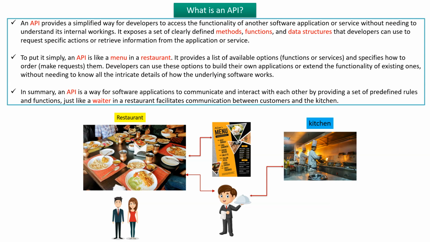In summary, API is a way for software applications to communicate and interact with each other by providing a set of predefined rules and functions. Just like the waiter in the restaurant facilitates communication between the customers and the kitchen.